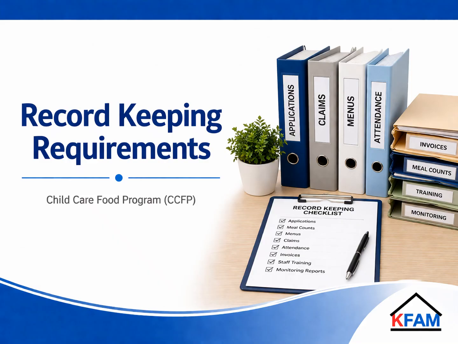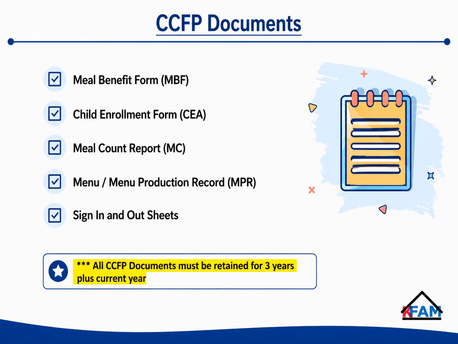Now let's move into the topic of record keeping. This slide reviews important CCFP documents that must be maintained for program compliance. Required documents include the Meal Benefit Form, or MBF, the Child Enrollment Form, also called the CEA, the Meal Count Report, or MC, the Menu and Menu Production Record, known as the MPR, and sign-in and sign-out sheets. These documents are essential for documenting participation, meal service, and eligibility requirements within the Child and Adult Care Food Program.